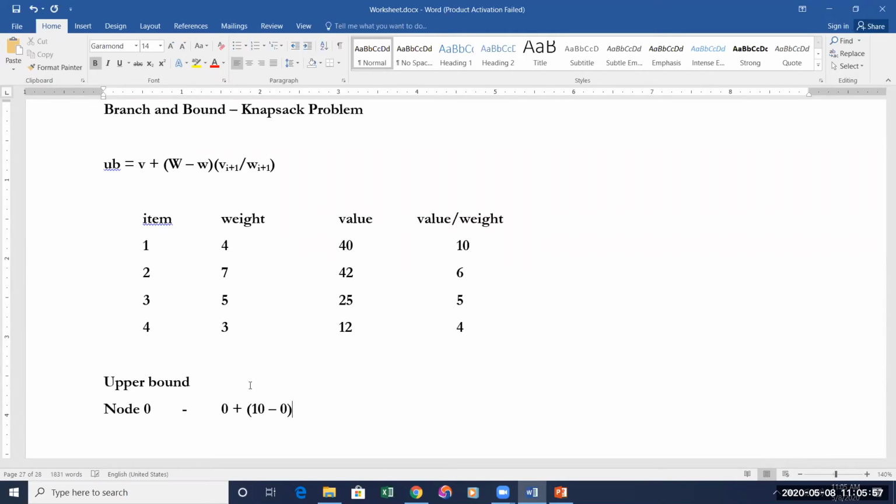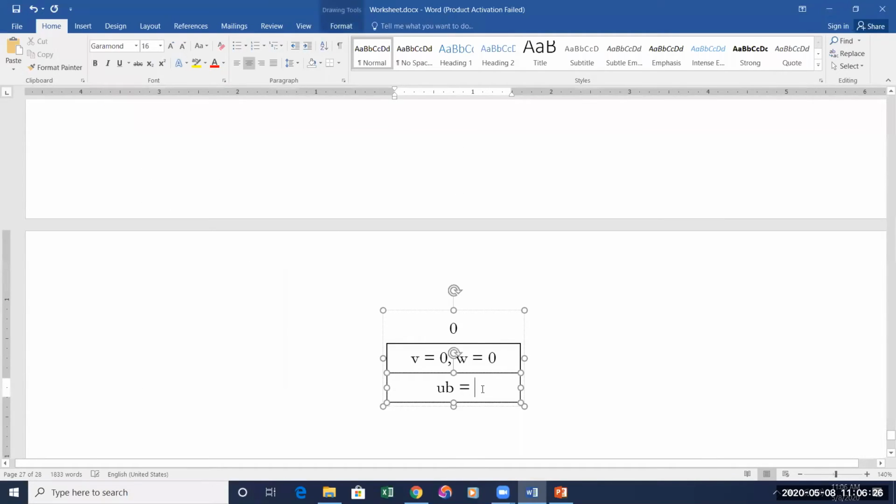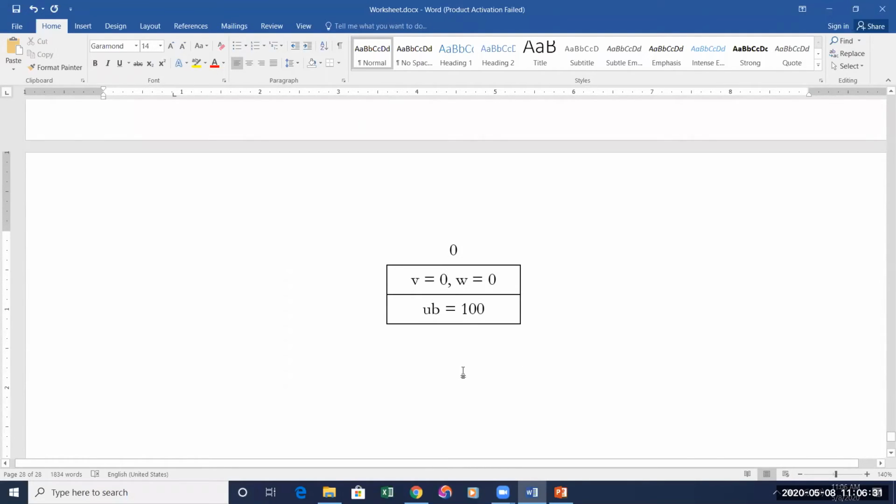what is the weight considered in node number 0? It is 0. So W minus 0, that is 10, and what is the ratio of the next item to be considered? Next item means you are not considering any item now. The next item to be considered is item number 1. Item number 1's value by weight ratio is 10. So that 10 you have to multiply. That gives you the result 10 minus 0, 10 into 10 is 100. So upper bound for node number 0, that is for the root node, is 100. Write it here. So this is the first calculation of the upper bound.